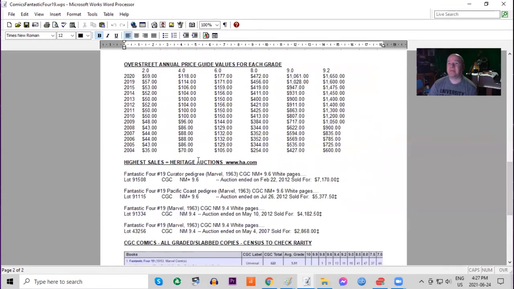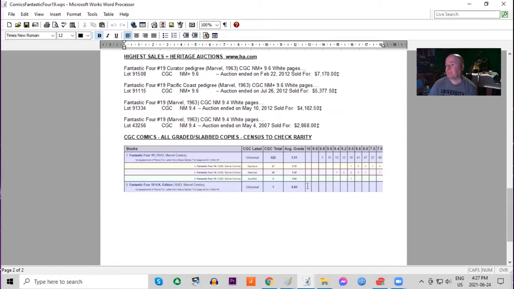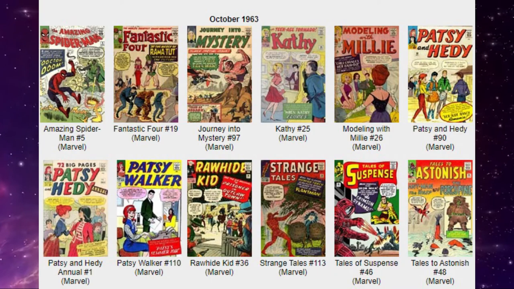In Overstreet, you'll see, again, this book has not yet doubled in this time period. But in high grade, it's almost tripled in raw high grade condition. On the census, we have 1 9.8 and 11 9.6s. The UK price variant, not many copies graded at all, only one, and it grades a 4.